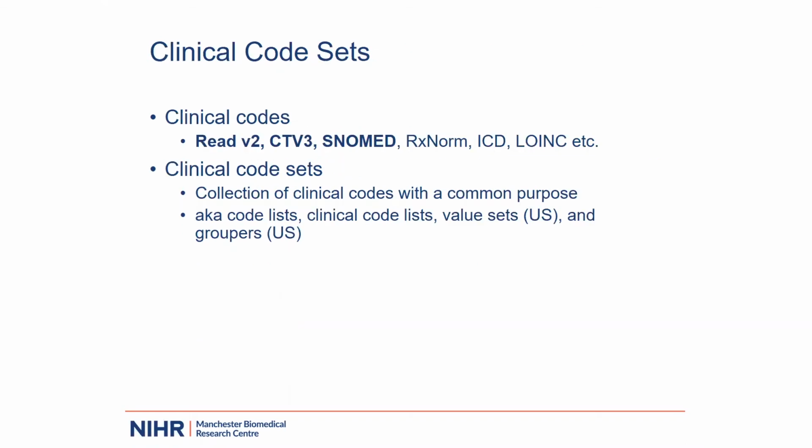So a clinical code set is a collection of clinical codes with a common purpose. Now, there's other names for it. I call them code sets, but you'll also find code lists, clinical code lists. And in the US, they call them value sets and informally even groupers.